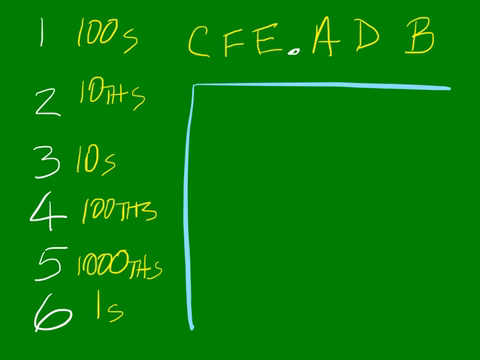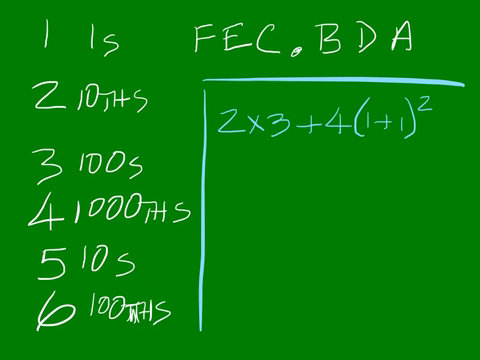We just took a practice quiz on the decimal places, and the answers are C, A, F, D, B, and E.